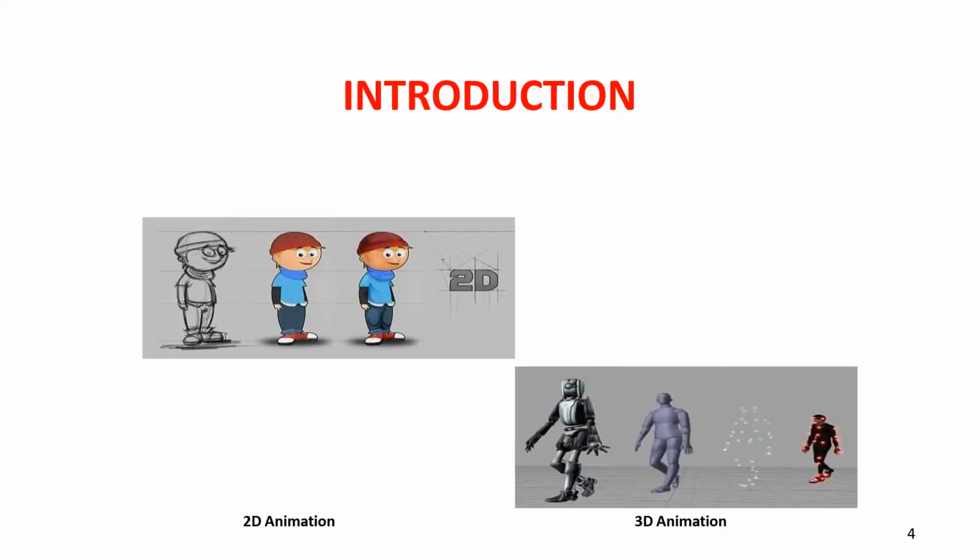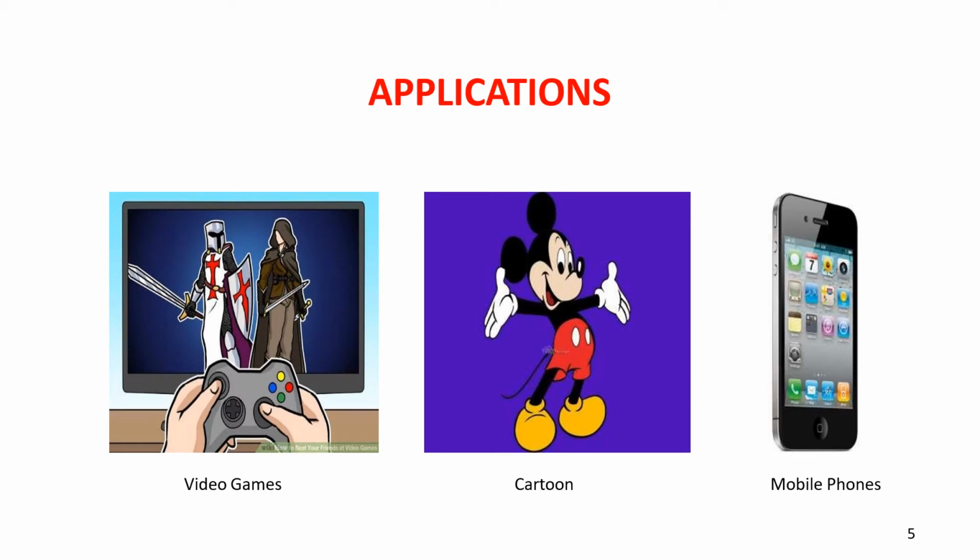This is 2D animation, then this is 3D animation. What is the difference? We can see them on 2D paper, but they can be seen in a 3D image. So here we have applications of animation like video games, cartoons, mobile phones. In this, every folder, every icon is an example of animation. This picture of Mickey Mouse is an example of animation. All cartoons are made with the help of animation. All video games can be made with the help of animation.